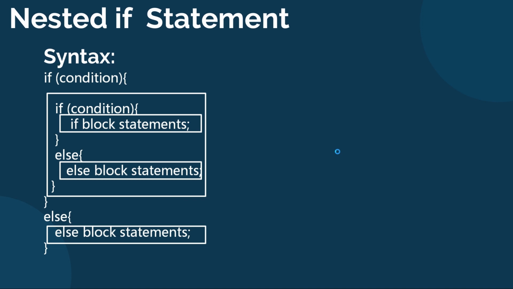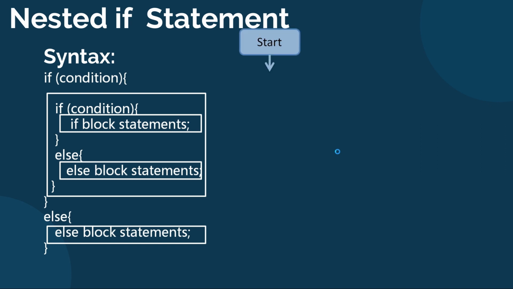Fourth one is nested if. Nested if means whenever you have an if block and within the if block you have another if block, then that is called a nested if. We can see the syntax. Now let's understand the flow with the help of a flowchart.